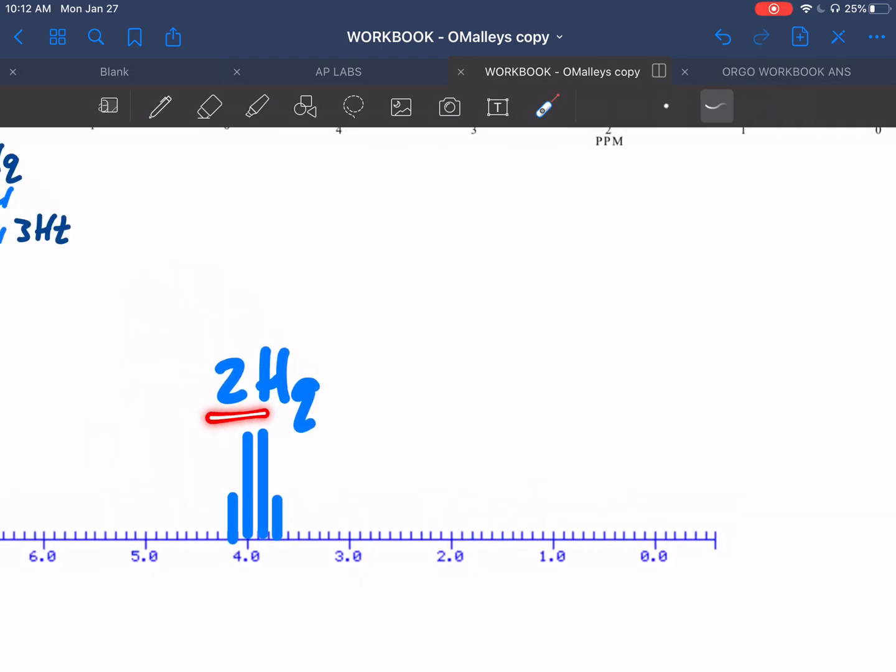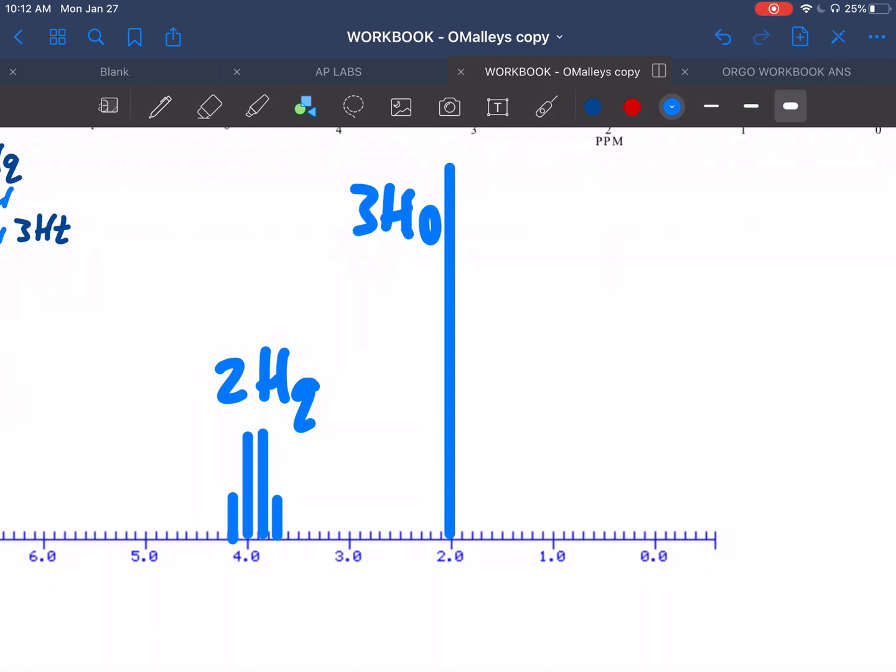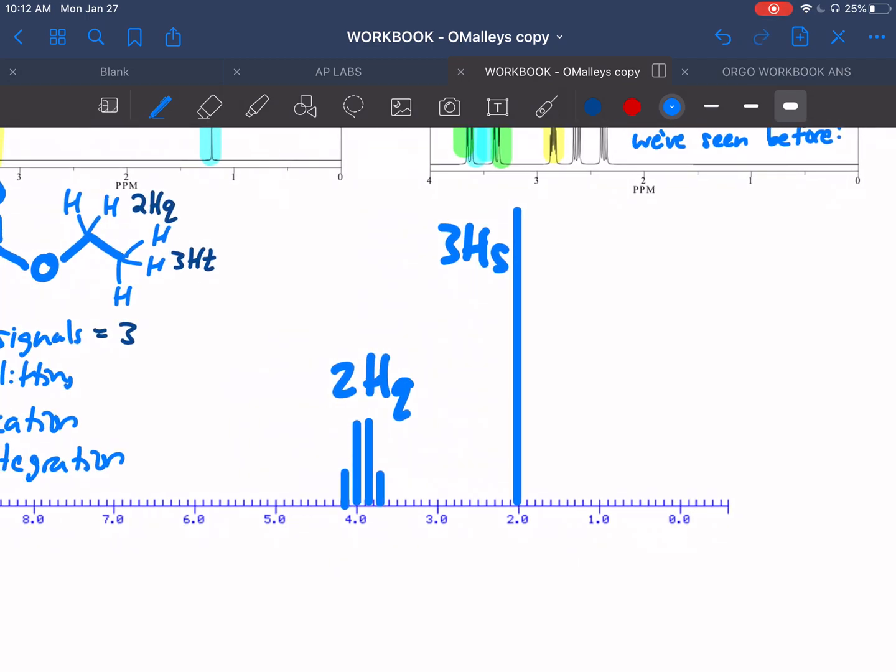This was 2, so relative to this signal, it should integrate for more, and I'm going to indicate that by drawing it a lot taller, because it's also an area distributed among just a singlet. Remember, integration is not peak height, but peak area. But height gives us a general sense of what the area is.